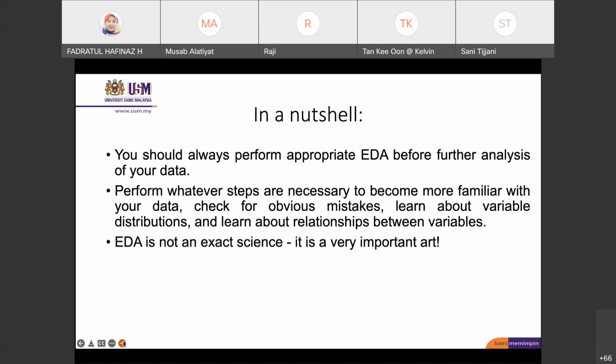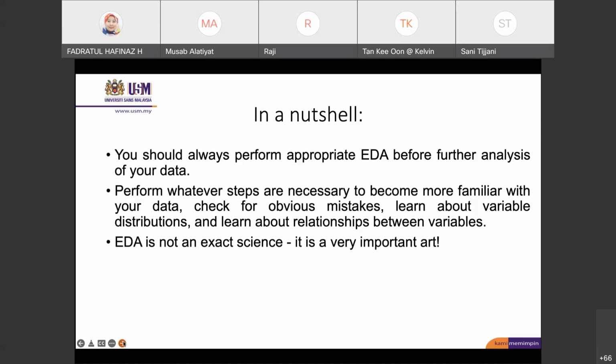You need to check for obvious mistakes. You need to learn about variable distribution and about relationships between the variables. Okay, the most important thing when you have collected your data is that you need to understand your data, so that you know which model or which algorithm you can use later on based on the data set. Also, you need to have a clean data set before you pump it into your model, all right?